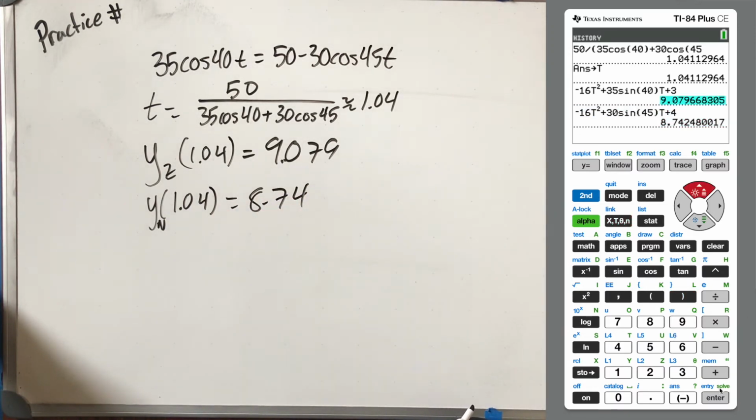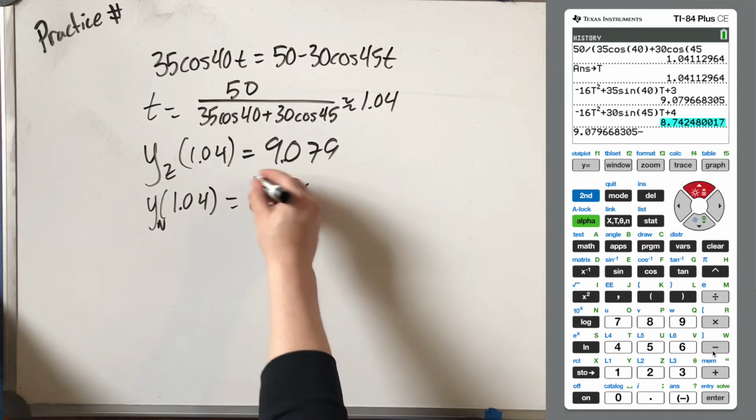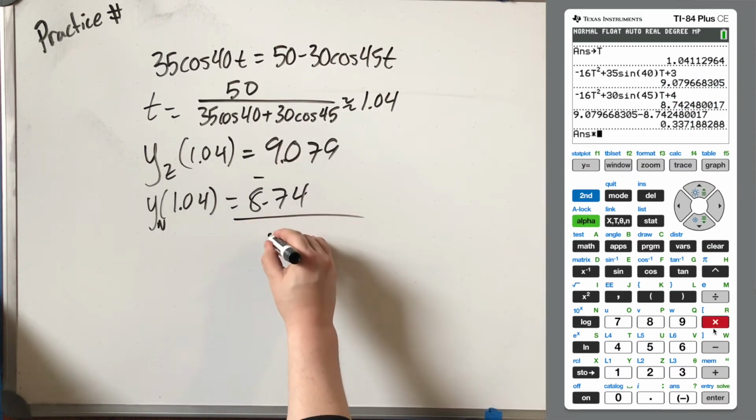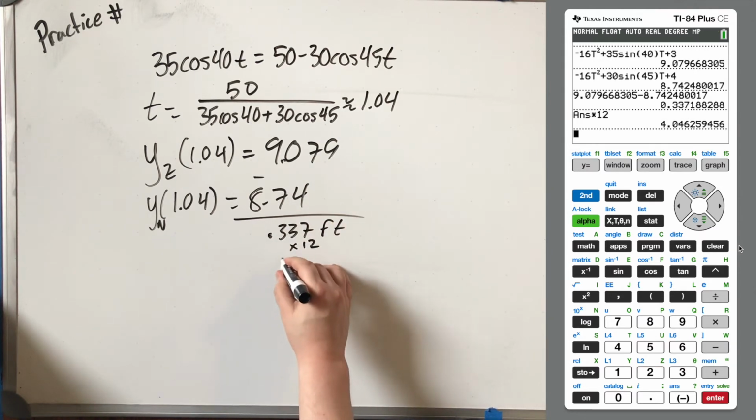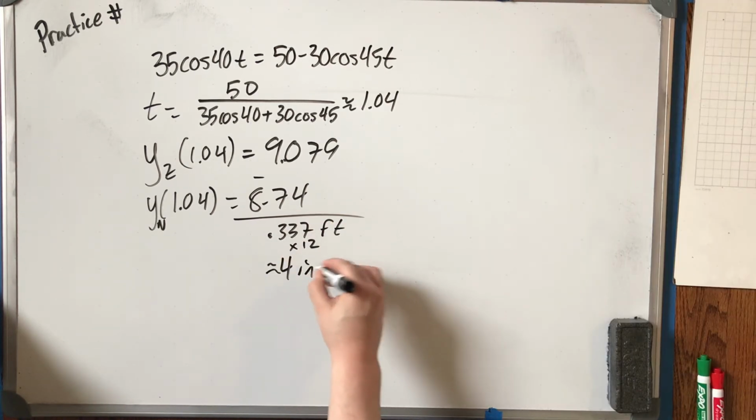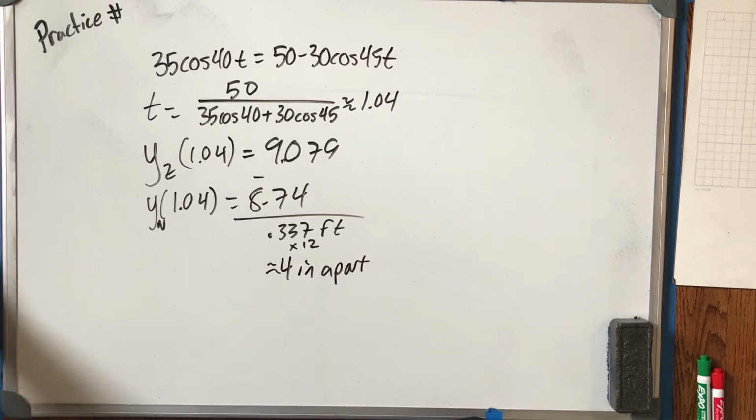So these are most likely not going to collide. What we could do is subtract them to figure out what this is. It's 0.337 of a foot. If I multiply that by 12 inches, I'm going to get that it's approximately 4 inches apart. And that is most likely going to be perfectly fine for them to not collide.